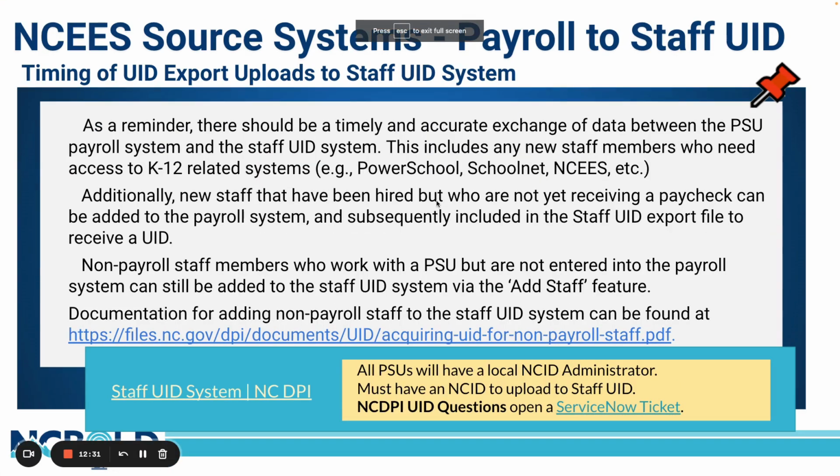So when people are pulled into NCEES, some people are under the misconception that you can't pull someone into NCEES or staff UID until the first official day on payroll, and that's not true. If you have training that needs to take place prior to the school year starting, they can go ahead and be uploaded to staff UID and have access to those trainings prior to the first official date on payroll. So that can actually happen. Also, sometimes you have people who are contracted out, non-payroll staff members who work with the PSU, and they do need to have access to training, but they're not evaluated, and they can be added as well. So there's directions for how that would need to happen.